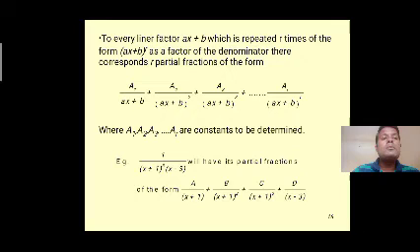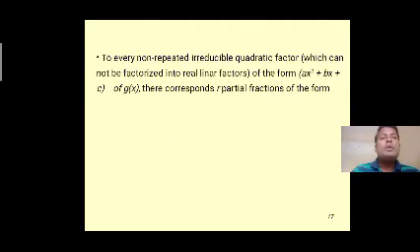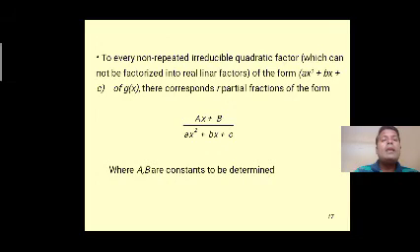You observe x plus 1 is repeated 3 times, so we write it in the format a by x plus 1 plus b by x plus 1 whole square plus c by x plus 1 whole cube plus d by x minus 3. To every non-repeated irreducible quadratic factor which cannot be factorized into real linear factors, of the form ax square plus bx plus c of g of x, there corresponds a partial fraction of the form ax plus b by ax square plus bx plus c, where a, b are constants to be determined.